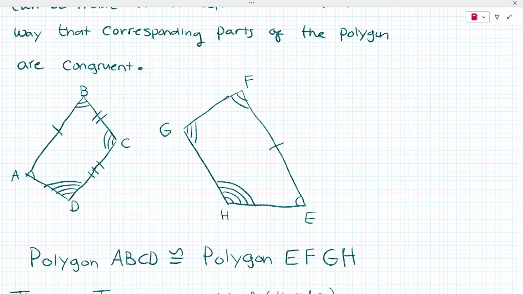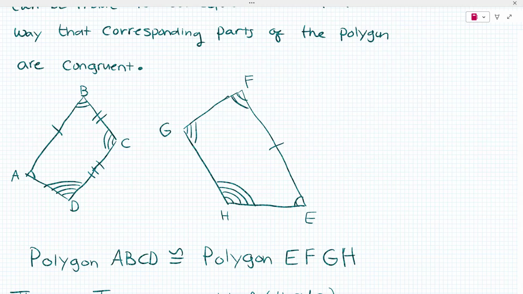If you compare polygon ABCD and polygon EFGH, look at angle A and compare it with angle E. Because there's only one tick mark, that means they're congruent. Angle B has two tick marks, and compared with angle F, they also have two tick marks. That means they're congruent. Angle C has three tick marks, the same as angle G, so they're congruent. And angle D has four tick marks, the same as angle H.